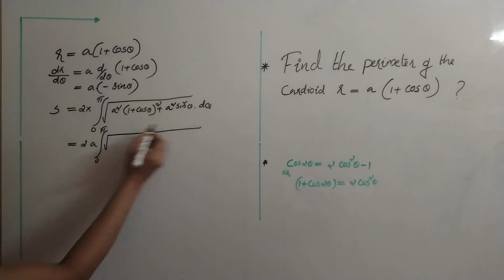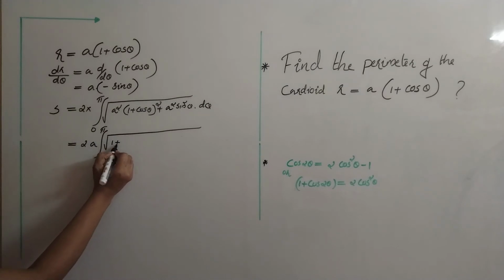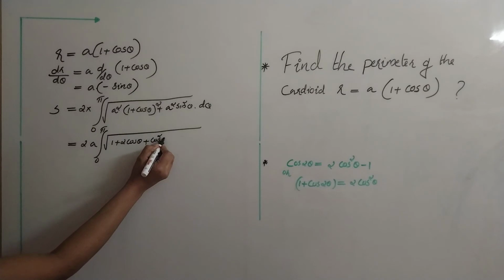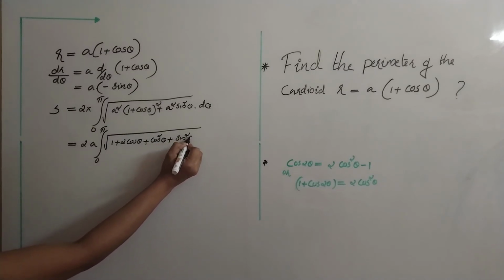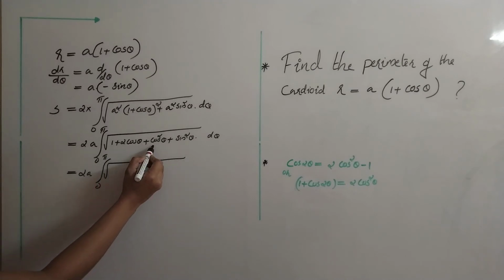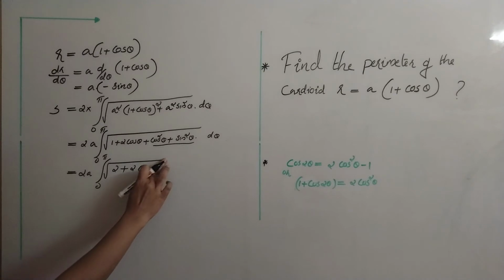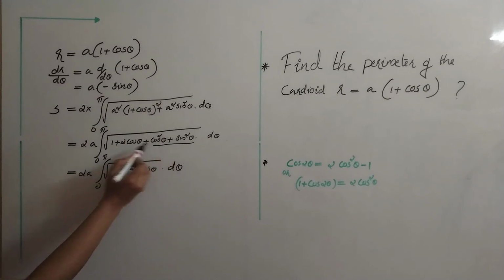The remaining term is (1 + cos θ)², that is (a + b)² form, a² + 2ab + b², so 1 + 2 cos θ + cos² θ + sin² θ, dθ, which is equal to 2a times the integral from 0 to π of √(cos² θ + sin² θ is 1. Then 1 + 1 is 2, so 2 + 2 cos θ) dθ.